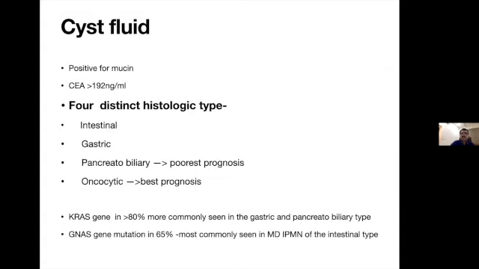So there are 4 distinct histologic types. One is the intestinal, second is gastric, third is pancreatobiliary, and fourth is oncocytic.